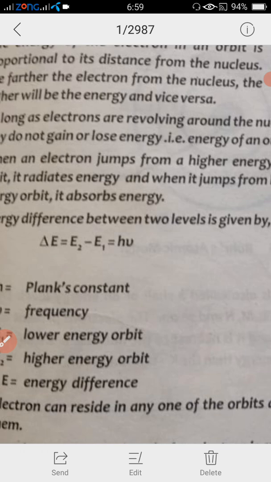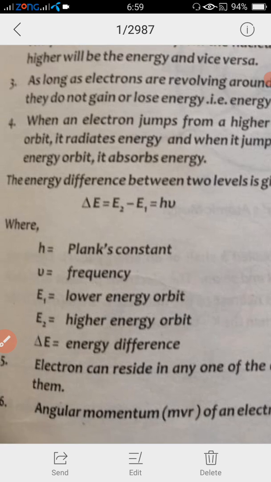Now in this equation we are explaining what is del E, what is E2, what is E1, what is H and what is mu. And del E, students, is the difference of energy, or we can say it is a change in energy. And E2 is the high energy orbit, E1 is a lower energy orbit, and H is the Planck's constant.